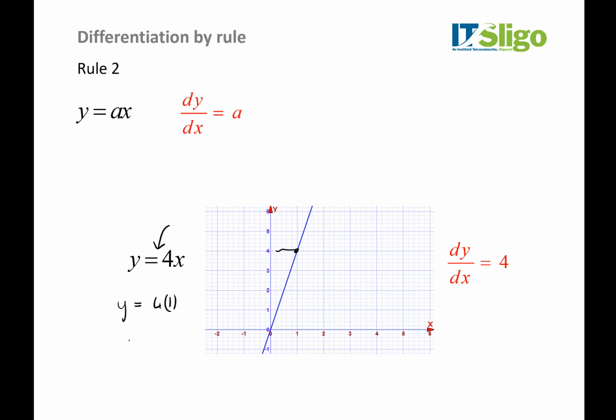When x is equal to 1, y is equal to 4. So the black line tells us where we are at any point, or the black equation tells us where we are. The red function tells us the slope at that point.